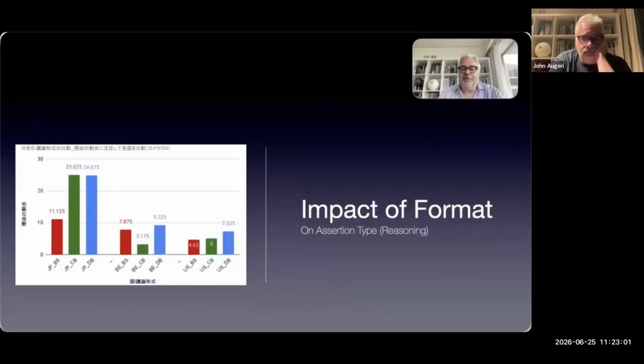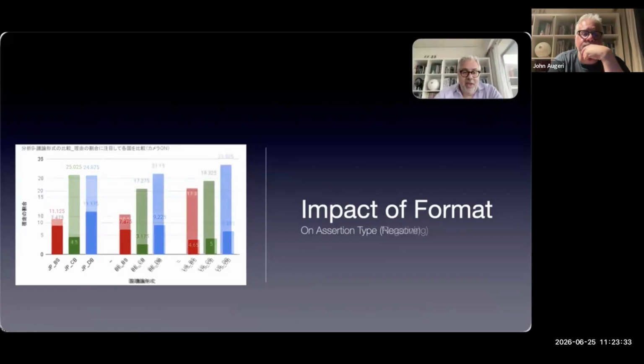The second set of results we would like to show you is the impact of the discussion format on the assertion type, and this is for reasoning. These results have been obtained with the camera on, and we can see that in Belgium and US, the debate showed the highest proportion of reasoning. In Japan, this proportion was almost identical between debate and consensus building and higher than in the brainstorming. So we can see some specificities here again.